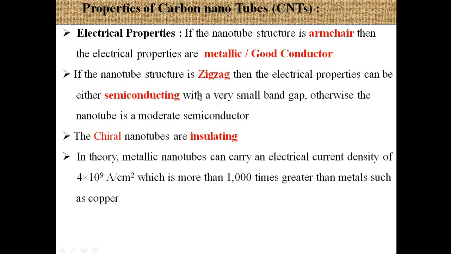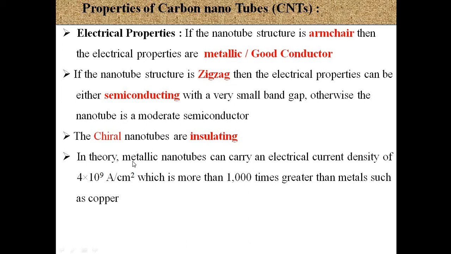So it has a very small band gap and it is acting as a semiconductor. So this nanotube is a moderate semiconductor. And if these nanotubes are chiral, then these are insulating material. So these are the beautiful properties of a carbon nanotube. A single material can act as a very good conductor, a very good semiconductor, and a good insulator.